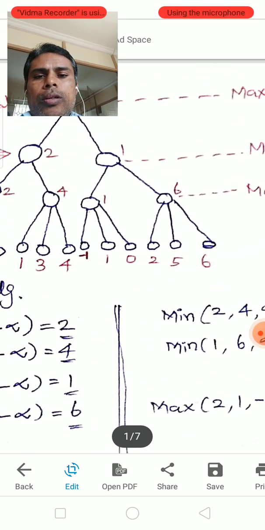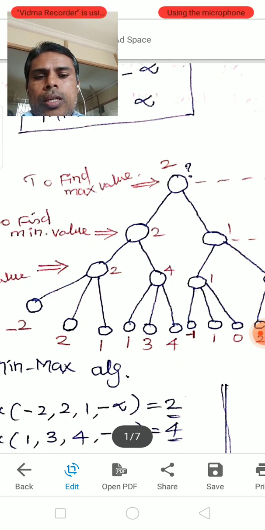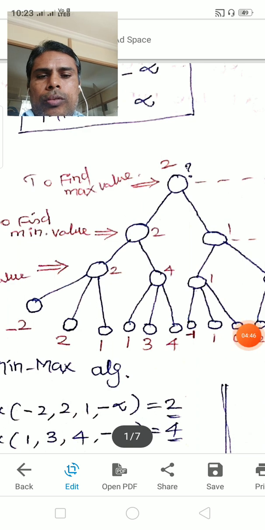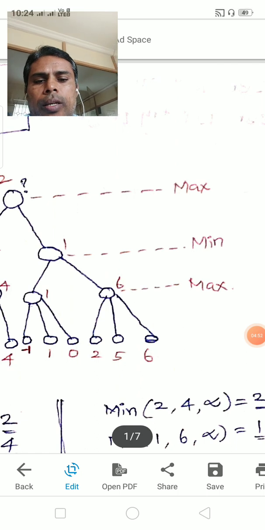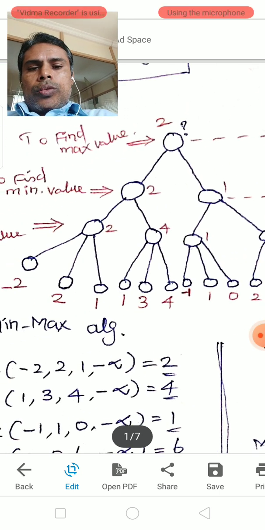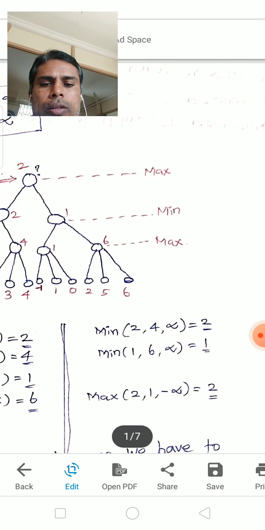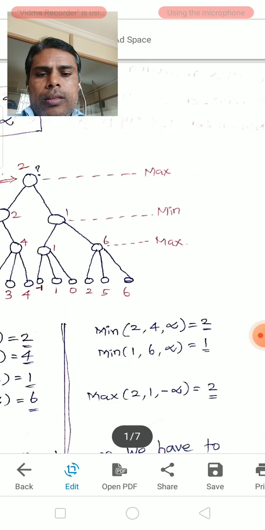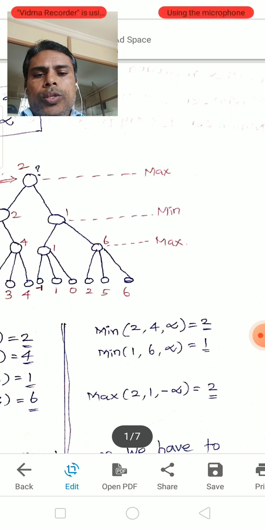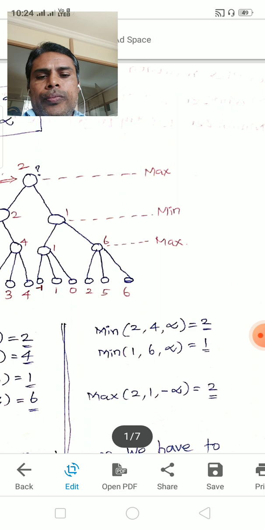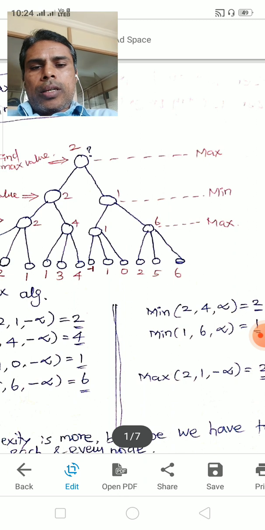Then again you have to calculate the middle nodes. The middle node has two children, from the left side and the right side. You should calculate the value in this node by updating the minimum value. This node has the values 2, 4, and infinity. Here the values are calculated: 2, 4, and plus infinity. Which one is the lowest value? 2 is the lowest value. Therefore you place the value 2 in this node, and then similarly you have to calculate the value of the right child.